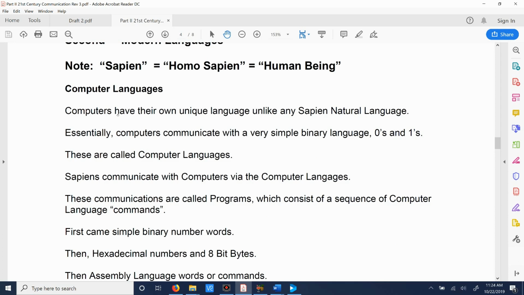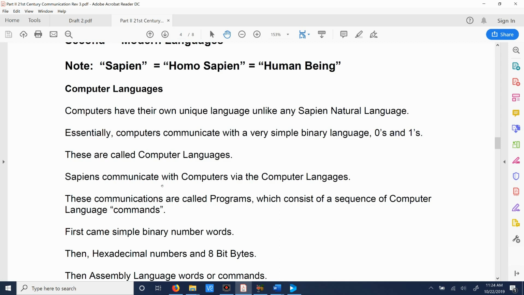Now, computers, you know what they are. Obviously, you have one. You're using one now as you watch this. But computers have their own unique languages. And it's not like any sapient natural language. Essentially, computers communicate with very simple binary language, zeros and ones, in its most primitive form. And we call these computer languages.